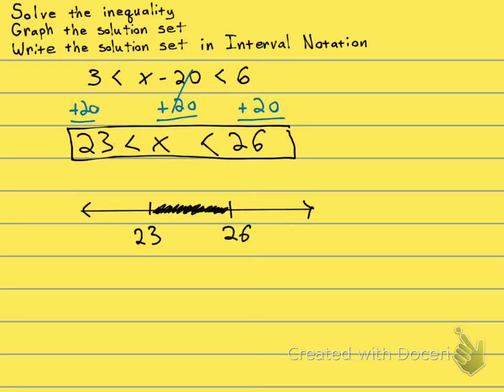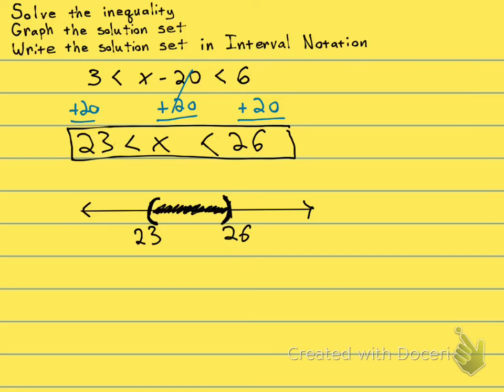And then on the 23, am I going to use a parenthesis or a bracket? Well, this does not have a line. The less than does not have a line, so I'm not going to use a bracket. I'm going to use a parenthesis. Over here by the 26, same thing. Less than does not have a line, so I'm not going to use a bracket. I'm going to use a parenthesis. Okay, so this is my answer in the graph formation.